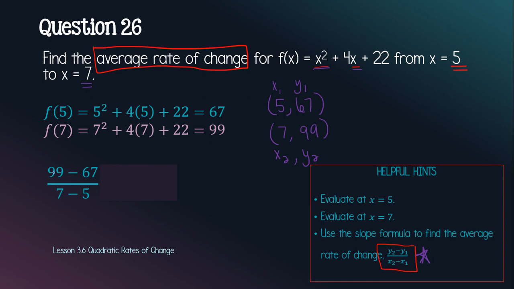My y2 was 99, my y1 was 67. Subtract them from one another. And then my x's, my x2 was 7, my x1 was 5. When I simplify this, 99 minus 67 gives me 32, and then 7 minus 5 gives me 2. And when I divide, I get 16. So my final answer for the average rate of change between those two values is 16.